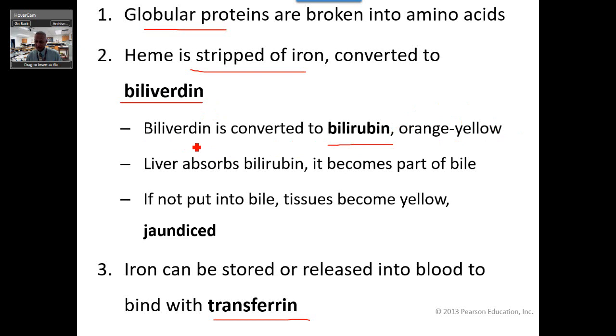If you ever have a bruise, it can be greenish, and then when it starts turning orange and yellow, you're watching this conversion. Now the liver absorbs the bilirubin, and it becomes part of bile. Some of that you get rid of. If you have an excess, you can end up becoming yellowish, which is jaundice. Now, what happens to the iron? The iron was stripped off, and it gets picked up by transferrin.